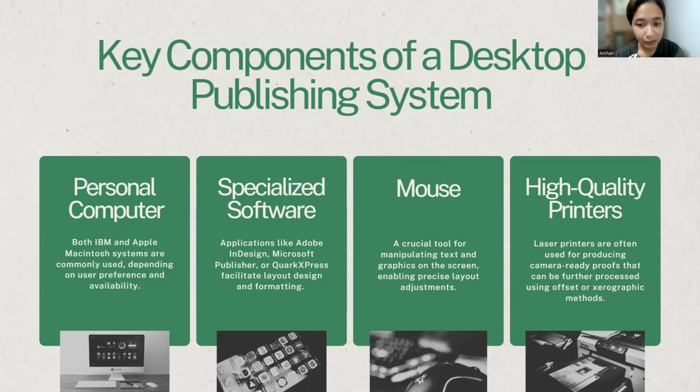And next is mouse. Mas madali mo kasing ma-manipulate yung text and graphics kapag meron kang mouse. It's a crucial tool for manipulating text and graphics on the screen to adjust some layouts. Next is high quality printers. Of course we need printers in publishing. Laser printers are often used to create camera ready proofs. This can be processed further using offset or xerographic methods.